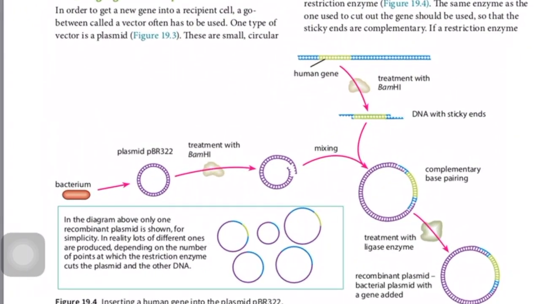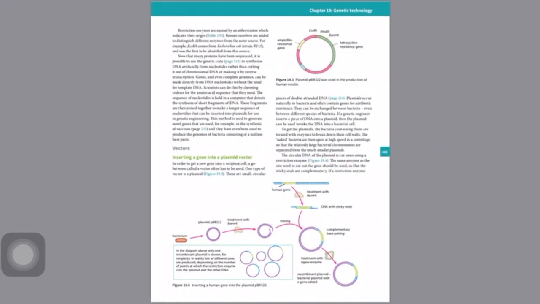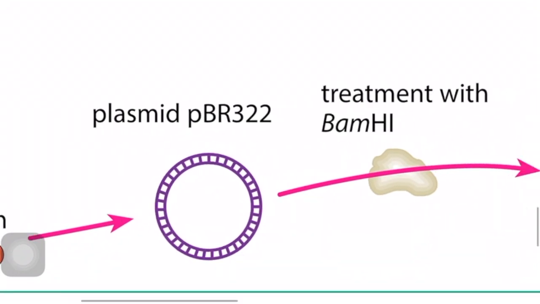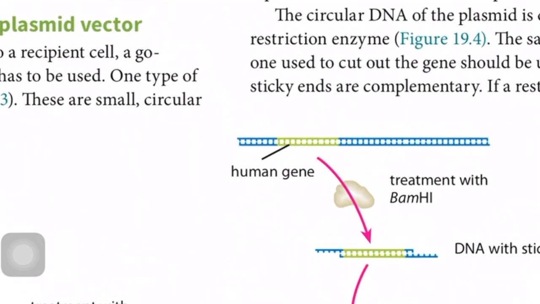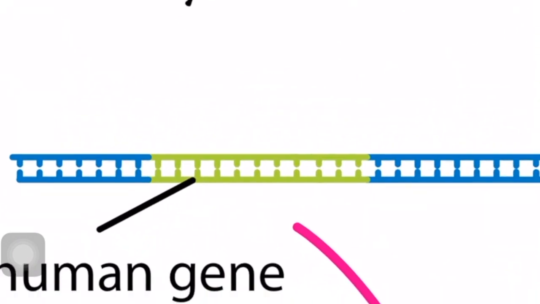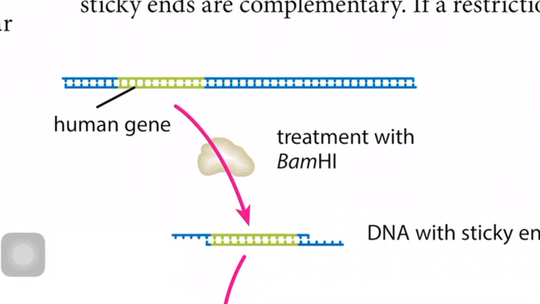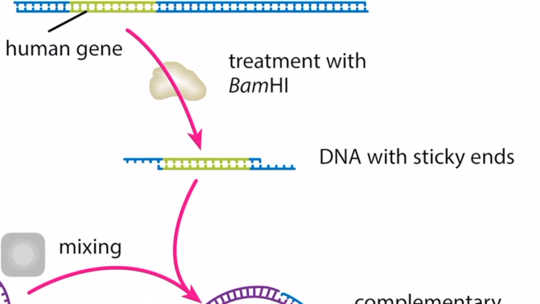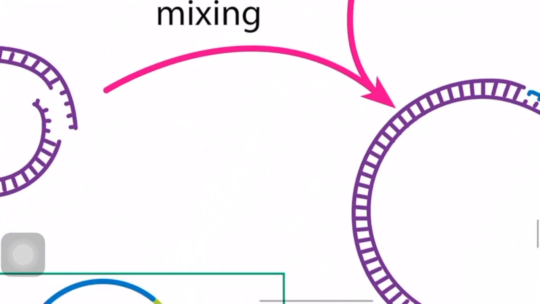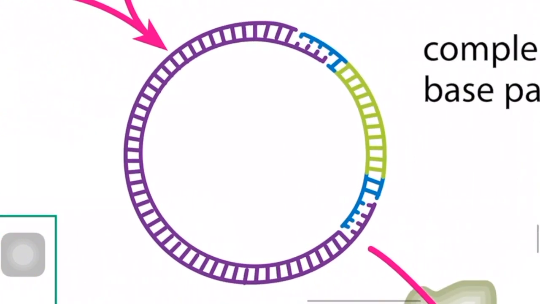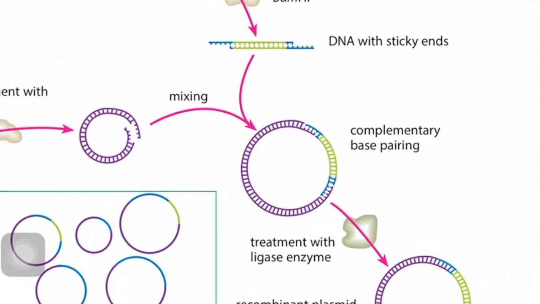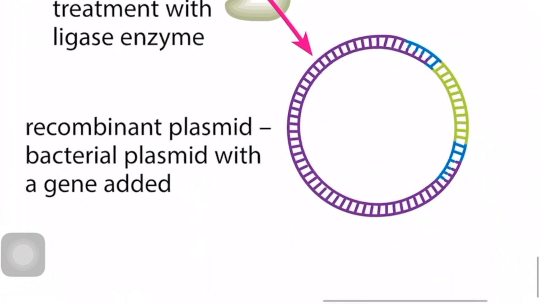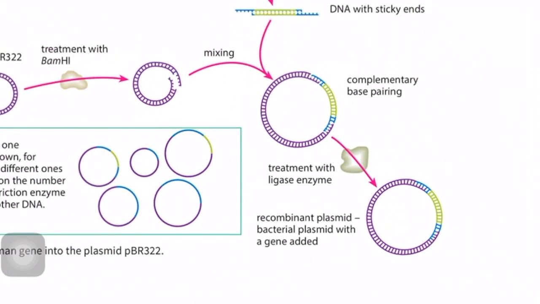Okay, so let's see the picture. What happens? This is the bacteria, so that we can get the plasmid. It is treated with the restriction enzyme to cut this part, and this is the gene which you want, the green part, the human gene. It is also treated with the same restriction enzyme, so that the sticky ends are complementary to the sticky ends of the plasmid DNA. So then the DNA and the plasmids are joined together. They form complementary base pairing. They are treated with DNA ligase to form the bonds, and so this is the recombinant plasmid.